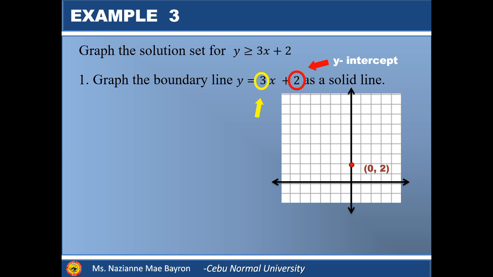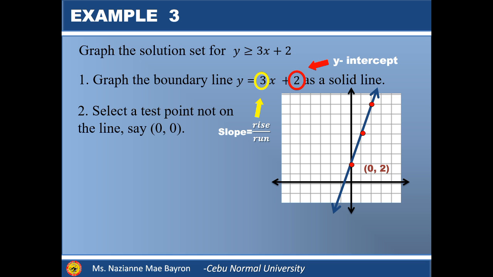Okay, to graph the line, plot the y-intercept first, then use the slope to find the second point. The slope is 3. Count 3 units going up from the y-intercept and 1 unit to the right. Then connect the points and extend the line to the edges of the coordinate plane.